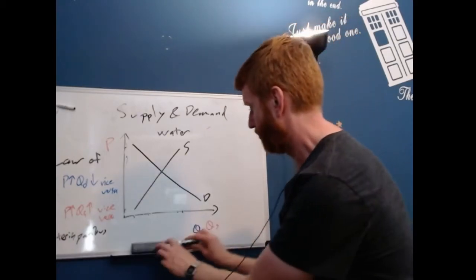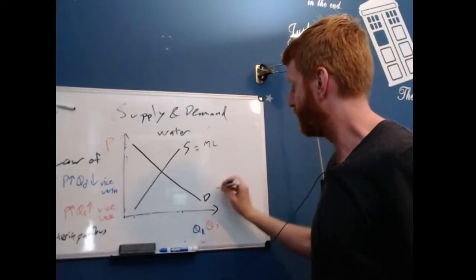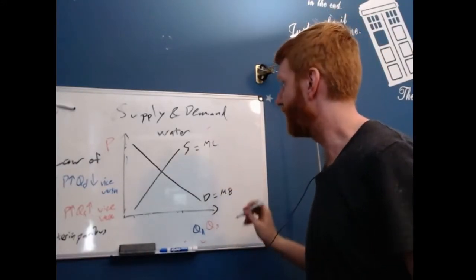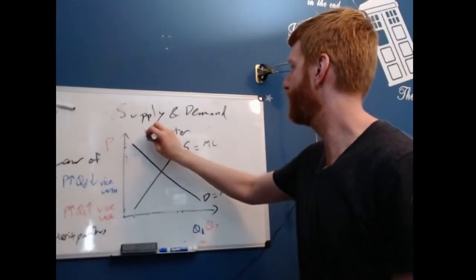So, supply and demand are roughly giving us marginal cost and marginal benefit of some good. We'll say, you know what, bottled water.